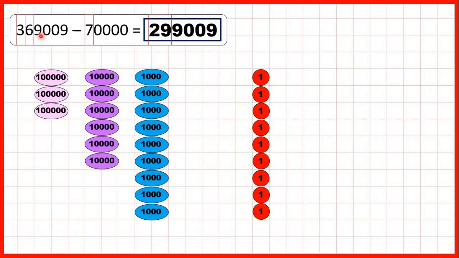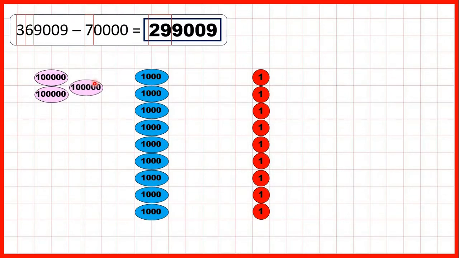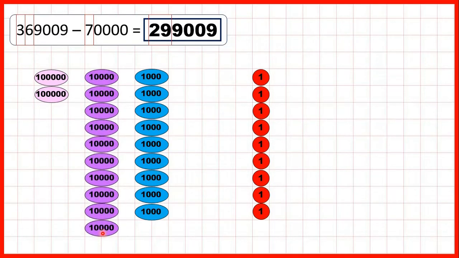Then we had 369,009, which we can see here. We needed to subtract 7 10,000s because that's 70,000. We can subtract 1, 2, 3, 4, 5, 6, then exchange, then subtract our 7th 10,000. And now, because we've exchanged, we only have 2 100,000 counters, and we have 9 10,000 counters. So that was why we could do 36 minus 7 to get 29 and then leave all of our other digits the same.